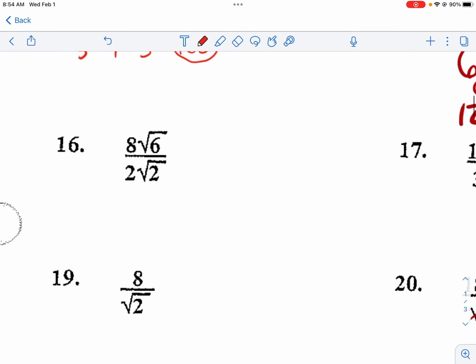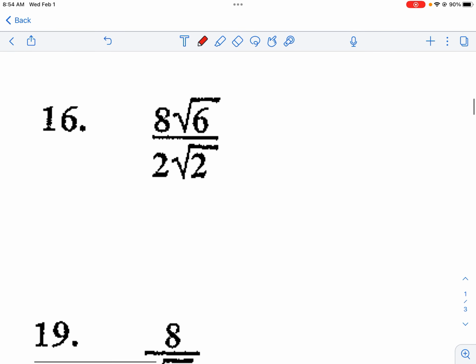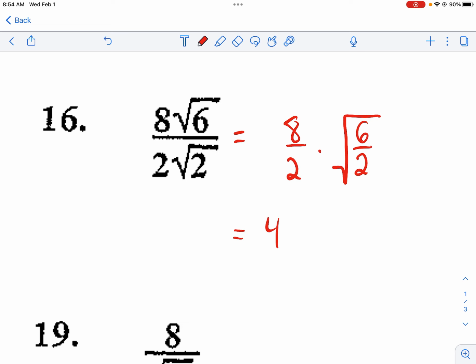Number 16 is next. I have 8 times square root of 6 over 2 times square root of 2. I can rewrite that. I'm going to use my property that I can rewrite those, square root of 6 over square root of 2, both inside a larger square root. And I'm going to have 8 over 2 out front. What do I know 8 over 2 is? I know 8 over 2 is 4, and 6 over 2 is 3. So 4 times square root of 3 is my answer.